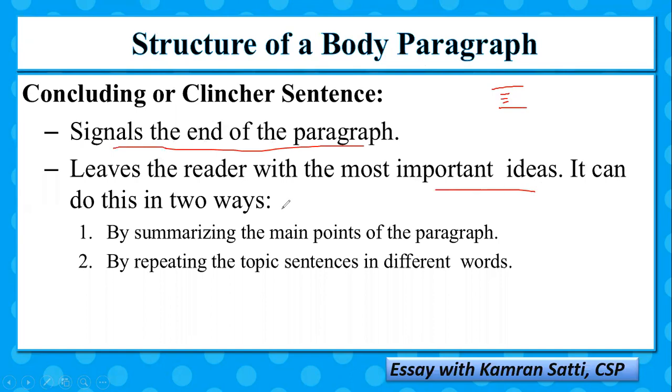It can do this in two ways: by summarizing the main points of the paragraph, or by repeating the topic sentence in different words. Remember, in the essay, what we do in the concluding paragraph is that we paraphrase the thesis statement. And in a paragraph, we repeat the topic sentence in different words. Effectively, what we are doing is we are paraphrasing the thesis statement. Let me elaborate this with the same example.